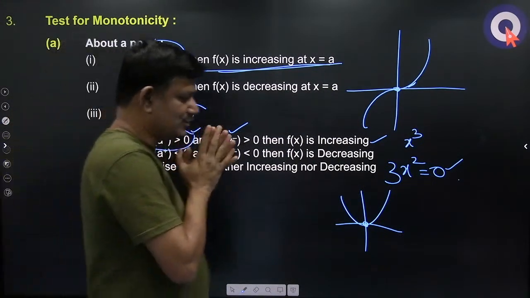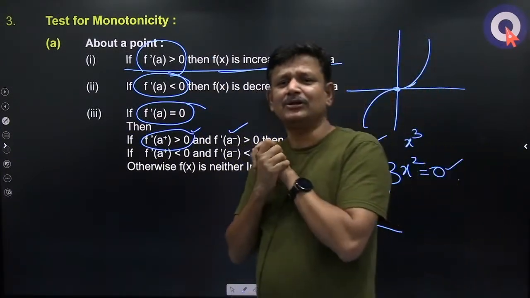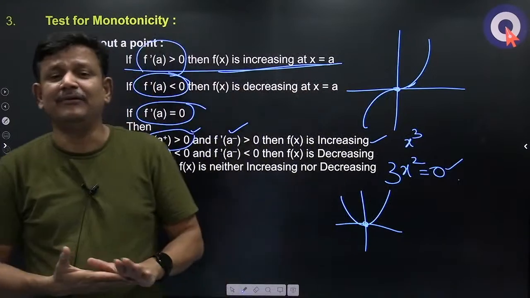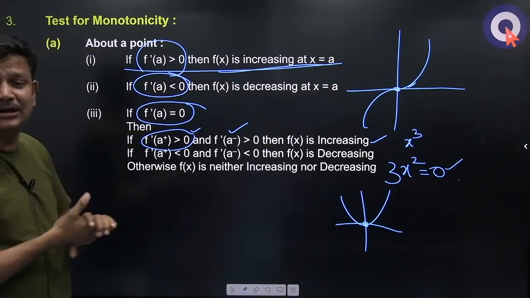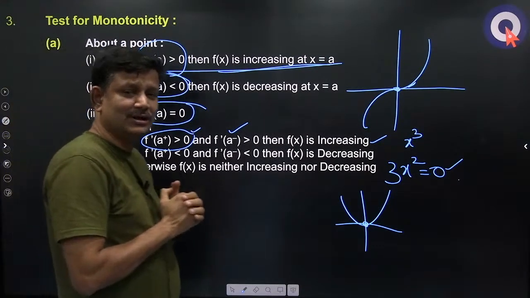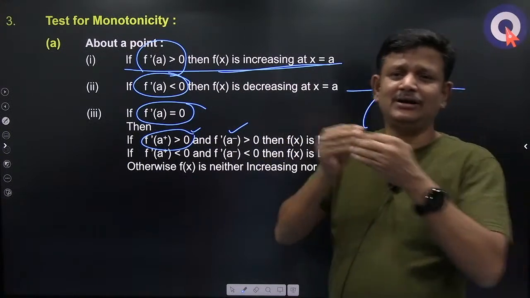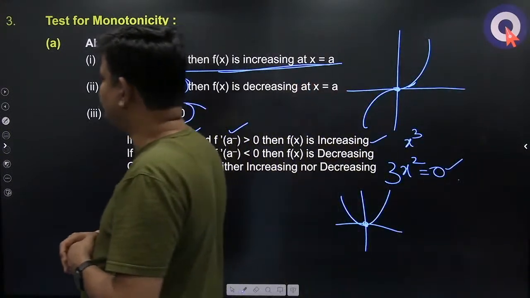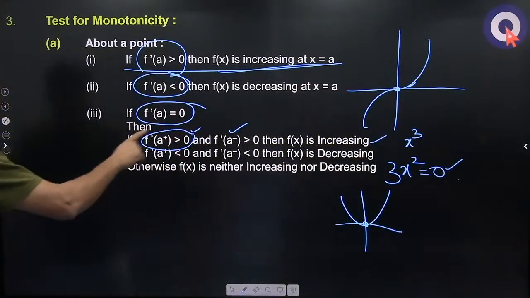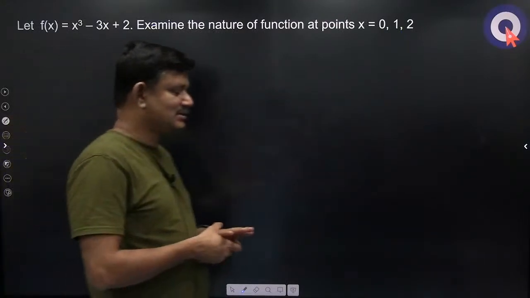So fortunately, if f dash a you found it to be greater than 0, happily you can say it is an increasing function. If f dash a you find it to be negative, you can say it is a decreasing function. If it is 0, don't jump to saying that it is neither increasing nor decreasing. Find the values to the left and to the right. If both of them are positive, increasing function. Both are negative, decreasing function. Otherwise, it is neither increasing nor decreasing.